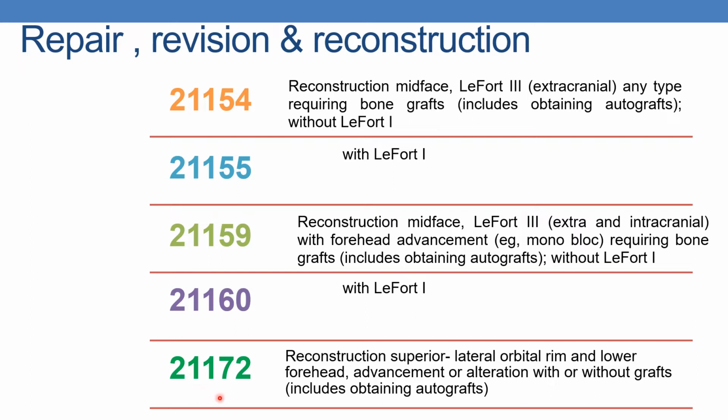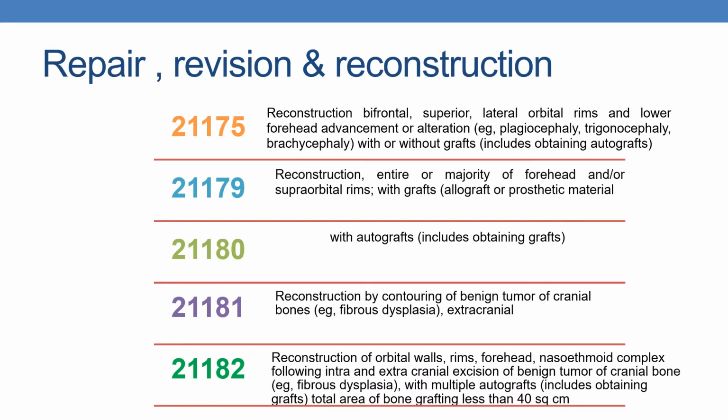The next is 21172. It deals with reconstruction superior lateral orbital rim and lower forehead advancement or alteration with or without grafts. Includes obtaining autografts whenever performed. The next is 21175. It deals with reconstruction bifrontal superior lateral orbital rims and lower forehead advancement or alteration. Example is plagiocephaly, trigonocephaly, brachycephaly with or without grafts.